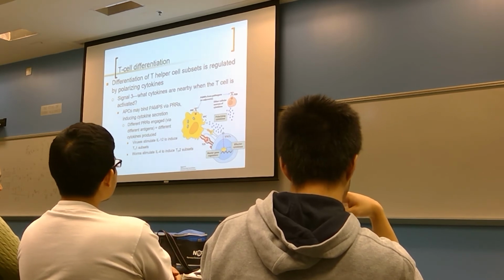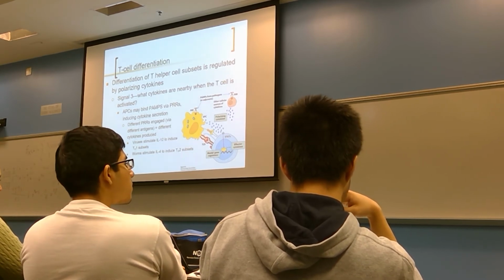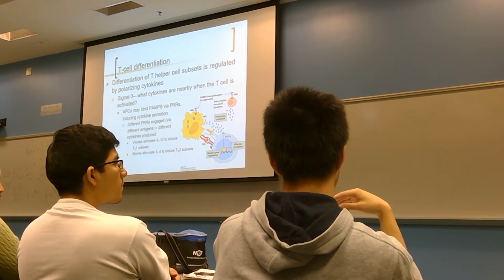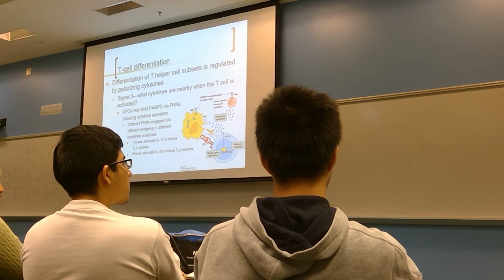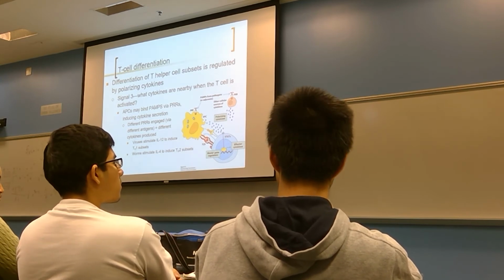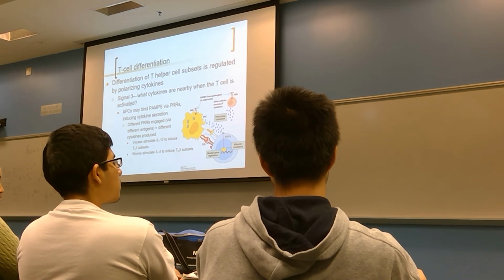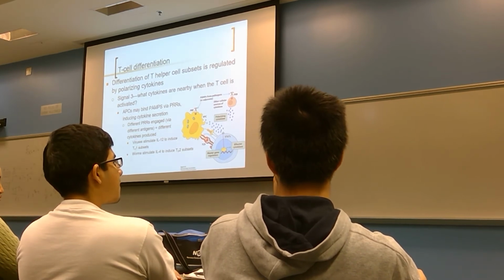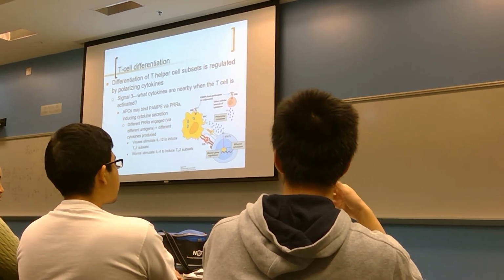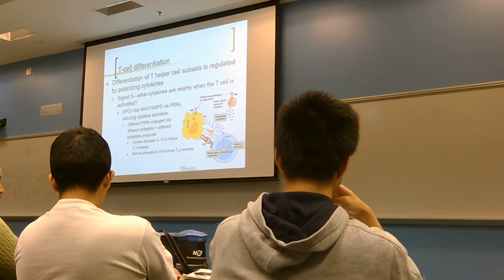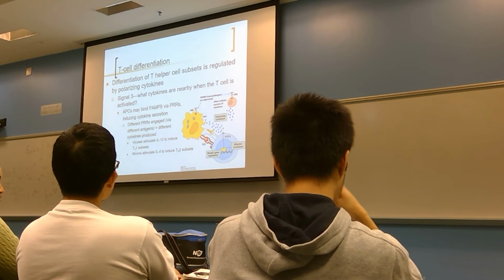Well, if it's the same pathogen, then more than likely the antigen presenting cell will produce the same cytokine that would tell that T cell what it needs to be. But that T cell is not locked into being a T helper 1 or T helper 2. So if the antigen presenting cell, say, had some sort of strange mutation, we could force it to flip.